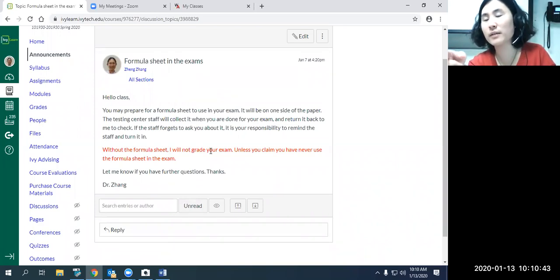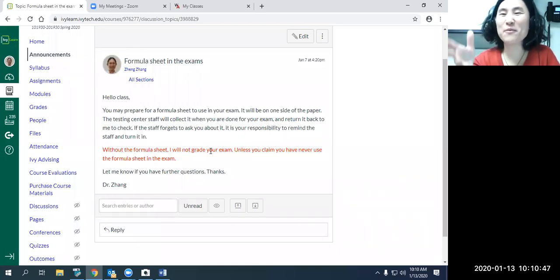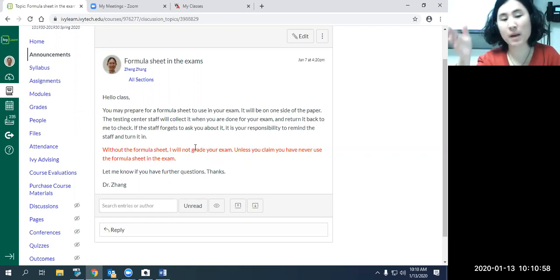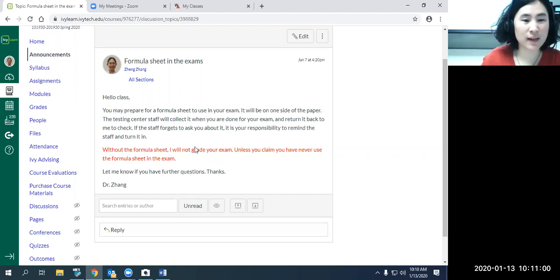8 by 10. That's 8 by 11, right? That's an A4 size of the paper. If you want to make it small, fine. But you can use a regular A4 size piece of paper, or your notebook script paper, but one side. Okay, one side. So I need to check your formula sheet.